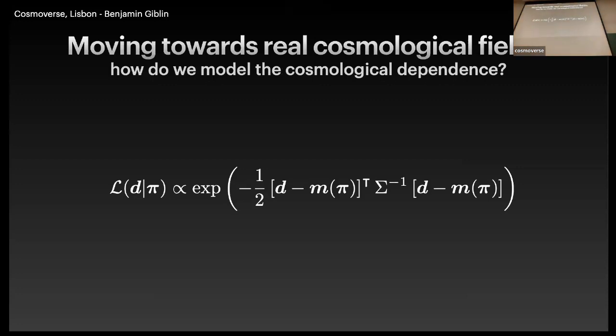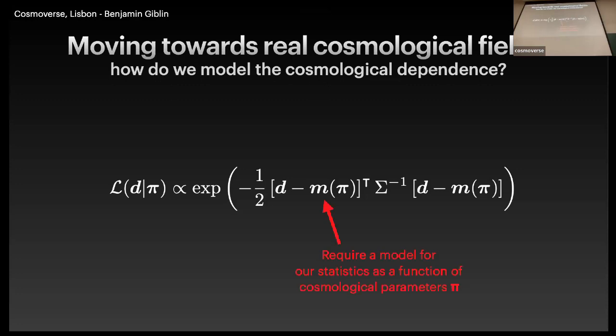So let's move now towards more realistic cosmological fields. Here I'm showing you the likelihood that you have to evaluate to get cosmological parameter constraints. It's the probability of your data D given cosmological parameters pi. It depends on a covariance matrix, sigma, that you can estimate from simulations. But it also crucially depends on your model for your statistic as a function of cosmological parameters.